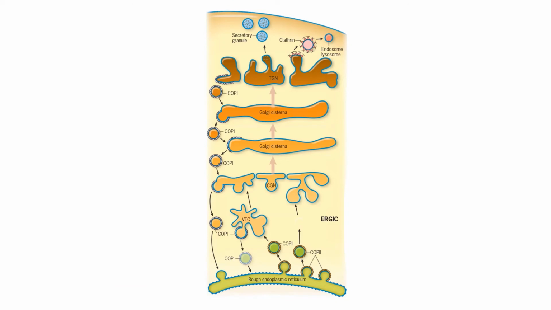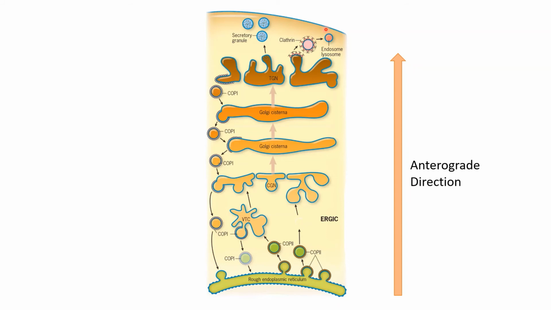So again, this is the general view from the ER. And here we have some vesicles that are moving towards the Golgi complex. And then here we have some vesicles that are moving from the trans-Golgi network towards the other parts of the cell. Okay? So, important to remember the directions in movement.